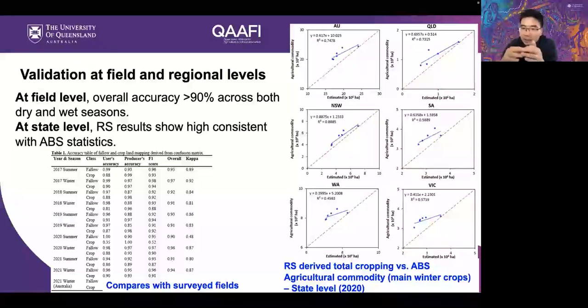And secondly, at the state level, we aggregated our pixel scale results to a state scale and compared it with the official agricultural commodity statistics from ABS. This data set counts the main crops grown in the winter cropping season. The comparison here showed that the satellite method in this study agrees very well with the official numbers, which means we are confident it's working well.